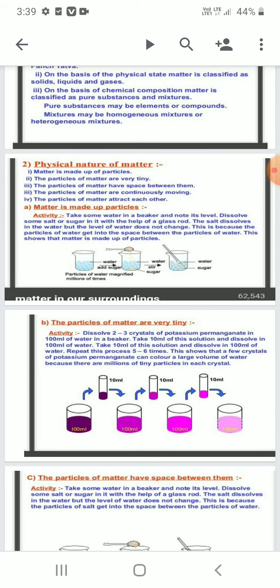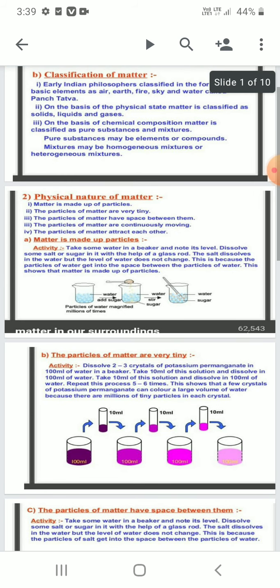This is because the particles of salt get into the space between the particles of water. This shows that matter is made up of particles. Children, I told you that in between the particles there is a space. We call it inter particle space. In that space the sugar or salt will dissolve. Whatever you dissolve takes up this space, and that is why the level of water remains the same.